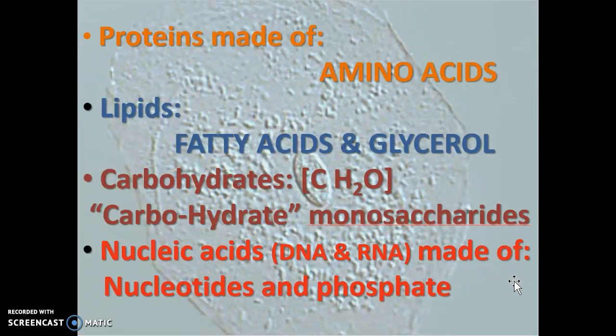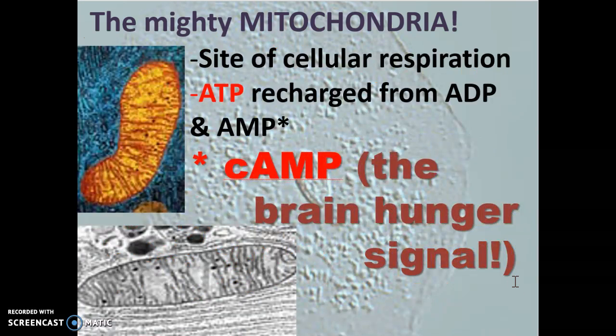Lipids are made of fatty acids and glycerol. Carbohydrates are your sugars and starches. Carbohydrate has a 1 to 2 to 1 ratio, or 6 to 12 to 6, which is a 1 to 2 to 1 ratio. Carbon, hydrogen, oxygen, which would be carbo, and then H2O, hydrate. Nucleic acids are your DNA and RNA, deoxyribonucleic acid and ribonucleic acid. They both are made up of nucleotides and a phosphate.